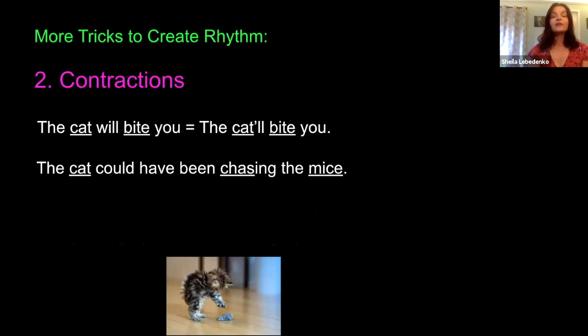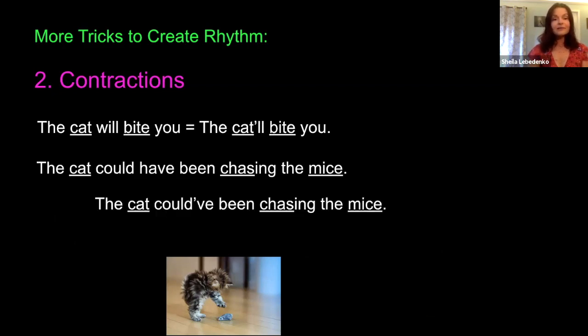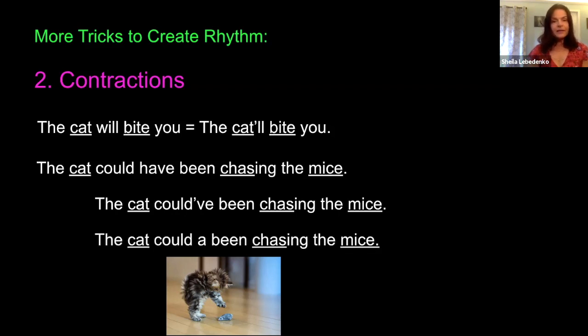The cat could have been chasing the mice. The cat could have been chasing the mice. So "could have been" becomes "could've been." That's pretty simple. And you could also say "could a been." For those of you who don't like your V's and you want to be extra fast, there's no reason why you can't say "could a been." The cat could a been chasing the mice. That's totally normal, not really even considered sloppy.